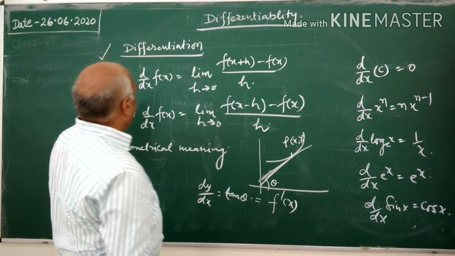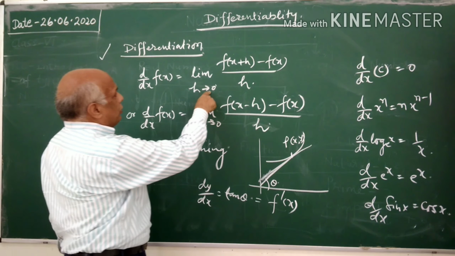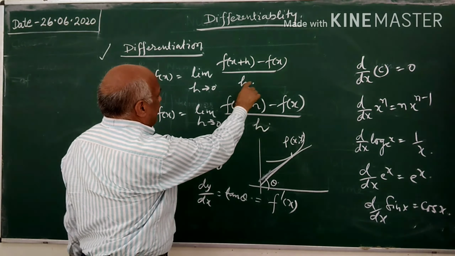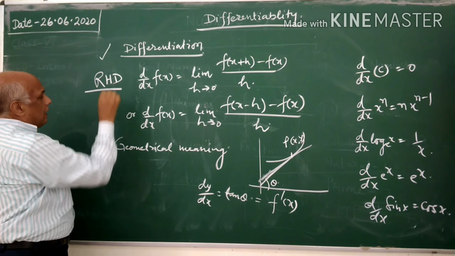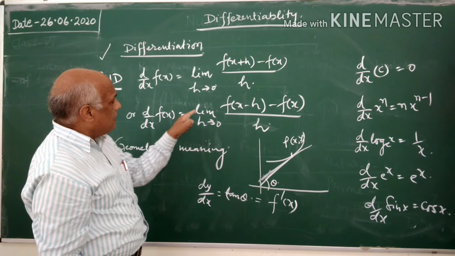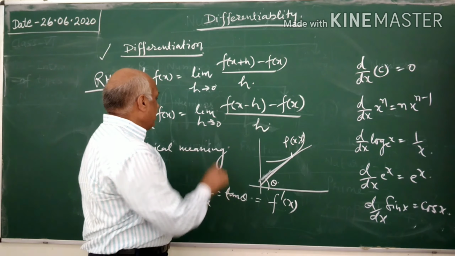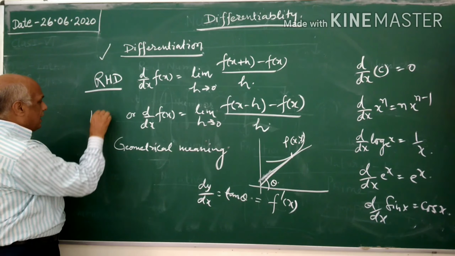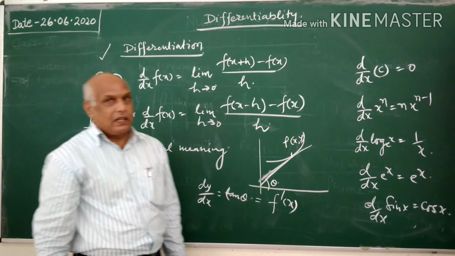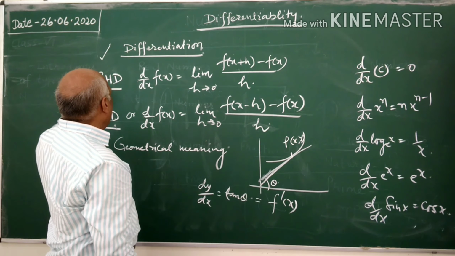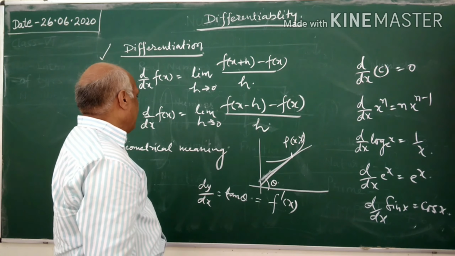And in the fundamental theory, the differentiation of a function f(x) is limit h tends to 0, f(x plus h) minus f(x), by h. This is called right hand derivative. And dy/dx of f(x) is limit h tends to 0, f(x minus h) minus f(x), by h. This may be said as left hand derivative. In short, we say LHD, left hand derivative, and for right hand derivative, in short, we say RHD.